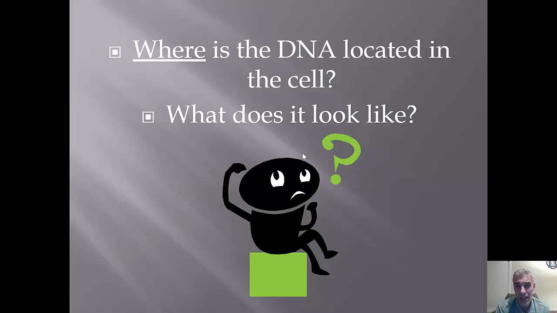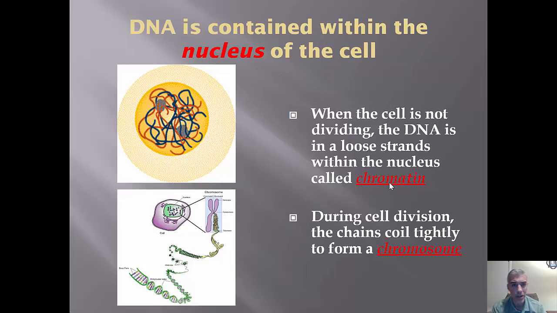So where is DNA located in the cell, and what does it actually look like? DNA is contained within the nucleus of the cell, as you can see. When the cell is not preparing to divide, the DNA is just in loose strands called chromatin, which are basically wrapped around little proteins called histone proteins, and those histone proteins can unwind DNA so it can be read and turned into protein, or it can wind up and turn those genes off. It's all over the place.